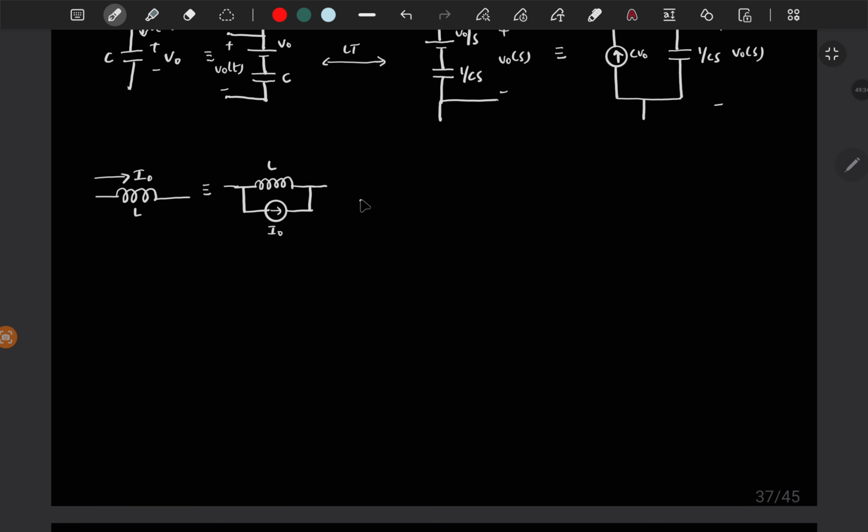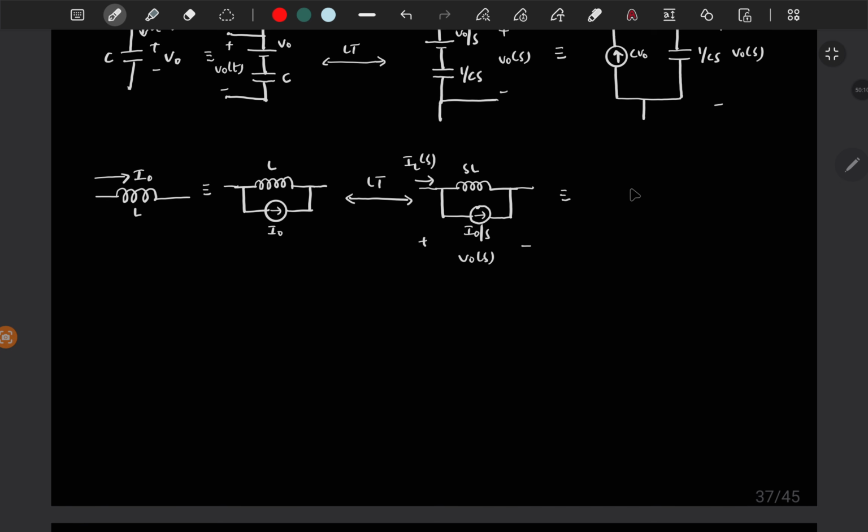So this is the inductor. If you transform this into Laplace transform, then the impedance is SL, and the constant value is I naught by S. So this is V naught of S, and this total current is IL of S.